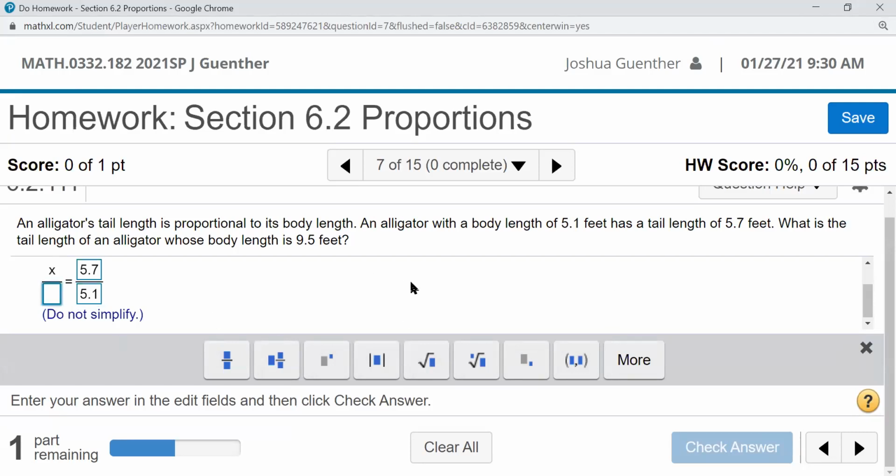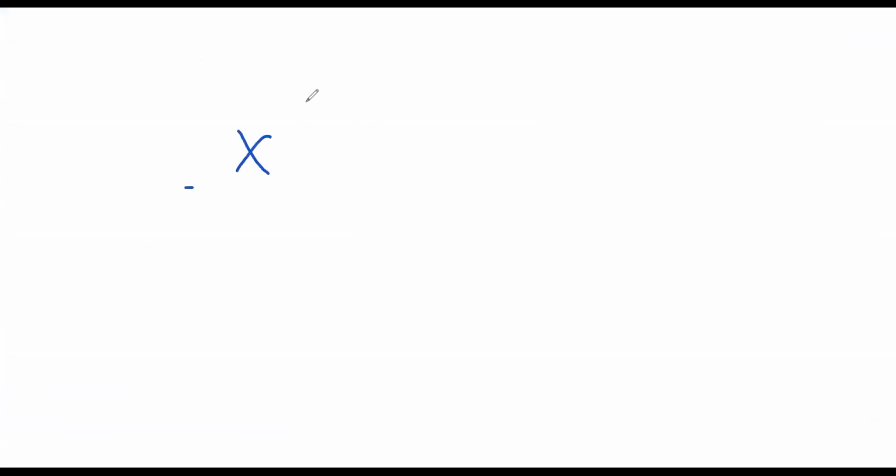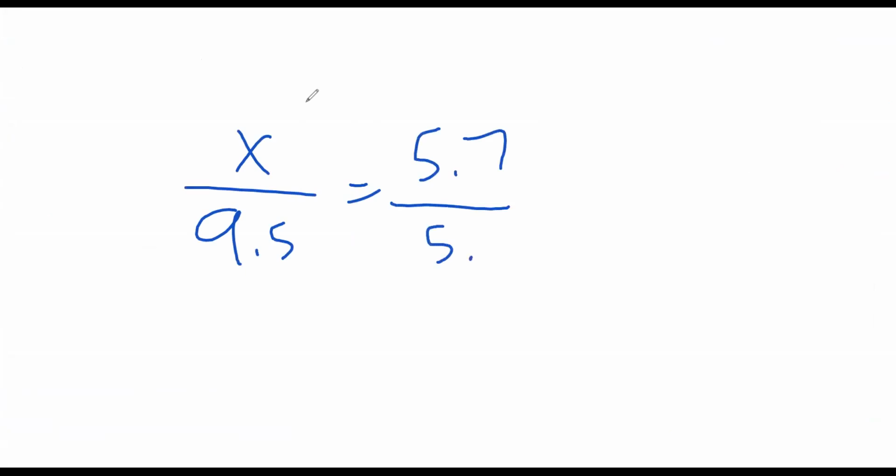And then the alligator of interest has a body length of 9.5. And so it's going to be this ratio, X to 9.5 equals 5.7 to 5.1. There's a couple things we can do with this one. So X over 9.5 equals 5.7 over 5.1. Let's solve it. Now here's the skinny, my friend.